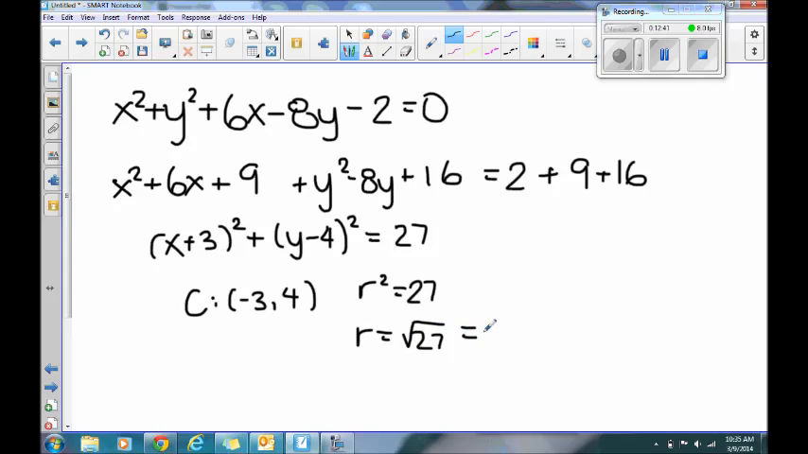Now, just like any other time you have a radical, you need to simplify it completely. So we'll pull the 3 out and a 3 stuck underneath. There's my radius, there's my center.